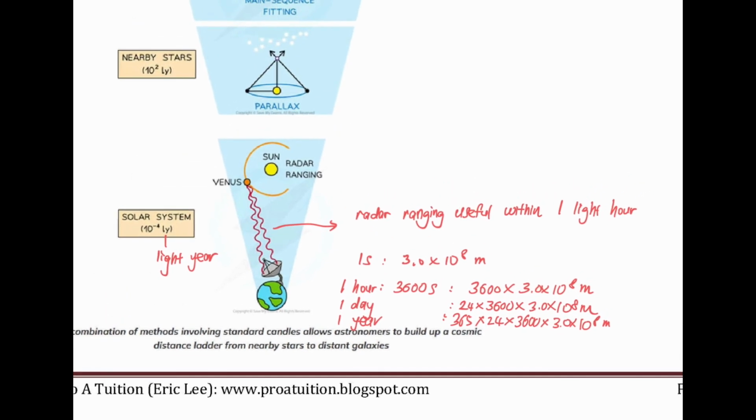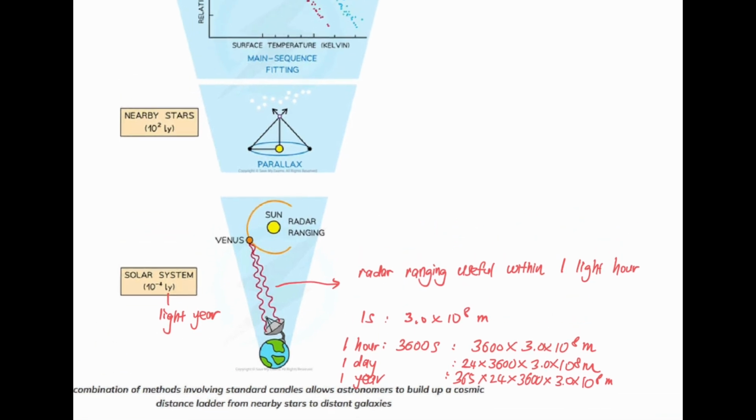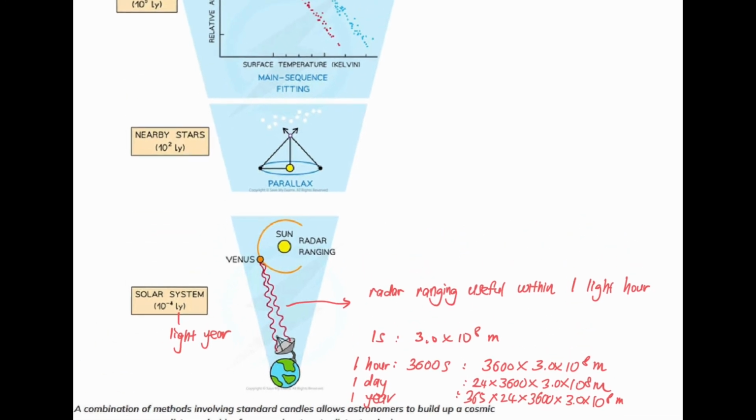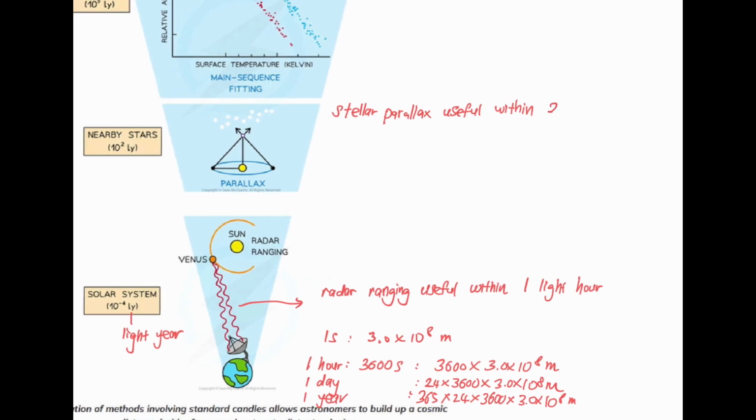Let's go beyond this. Then we have another method, which is called parallax. Parallax is also called stellar parallax. This method, stellar parallax, is useful within 200 PC.